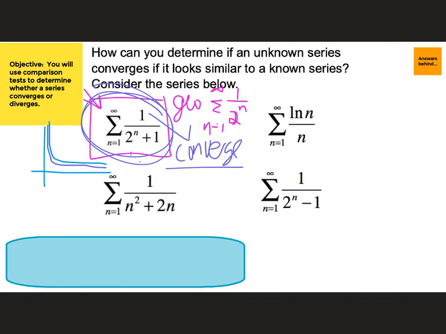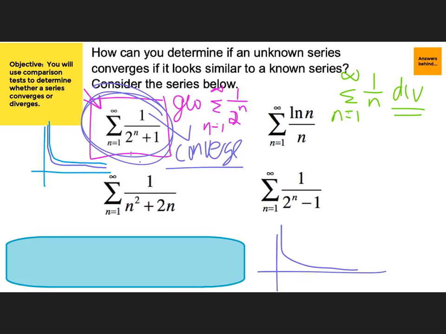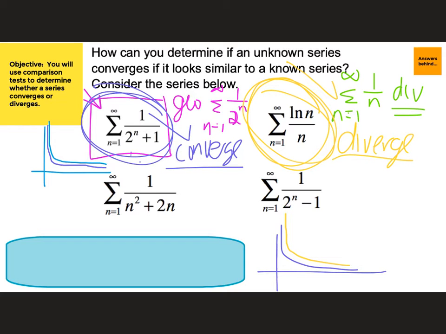Let's check out this next one. This next one looks like 1 over n, which is called the harmonic series. We've already established that 1 over n diverges. If I again think graphically, if I have 1 over n, it looks like this. Natural log of n over n will be bigger, right? Well, if this one diverges, and this one's always bigger, then that one also has to diverge. So I compared it to a known divergent series.